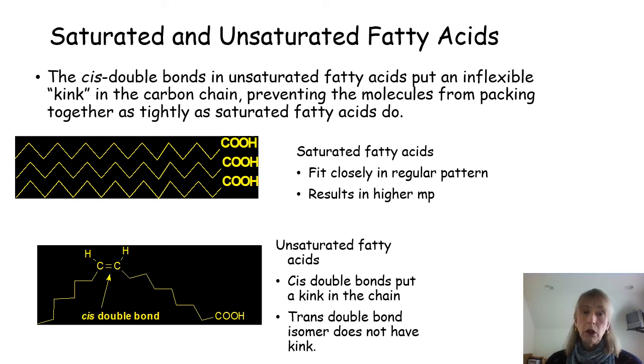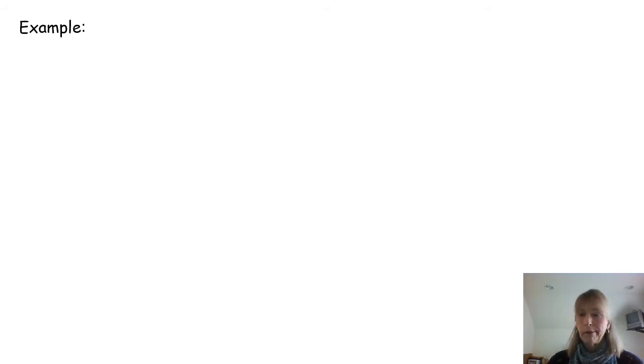All right, so if we take a number of this type of molecule, they're not going to fit together nice and tightly in a regular pattern because of the presence of this cis double bond. All right, trans double bonds, which don't occur as often, it turns out, do not have the kink. So although they don't have the kink, most often in the fatty acids we find the cis. Okay. Let's look at a real life example.